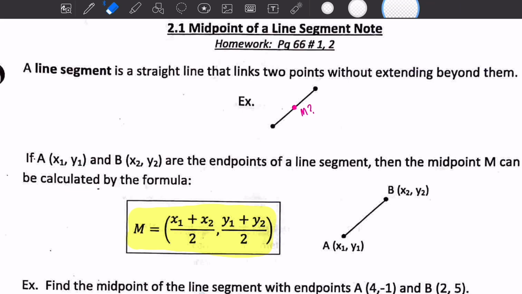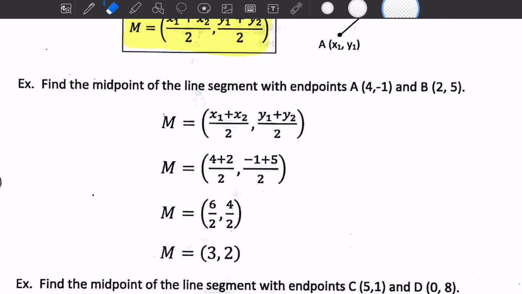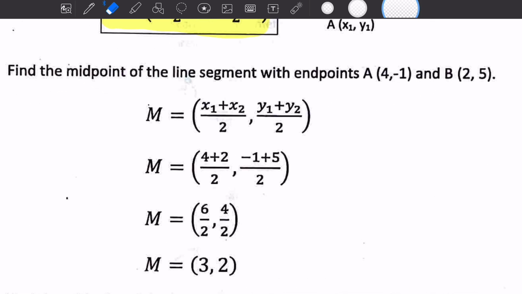So all it is, you're going to add your two x coordinates together and divide by 2, and add your two y coordinates and divide by 2. And that's the middle. So for example, with this worked one, they said, okay, we have to find the midpoint between A and B, where A is at 4, -1, and B is at 2, 5.